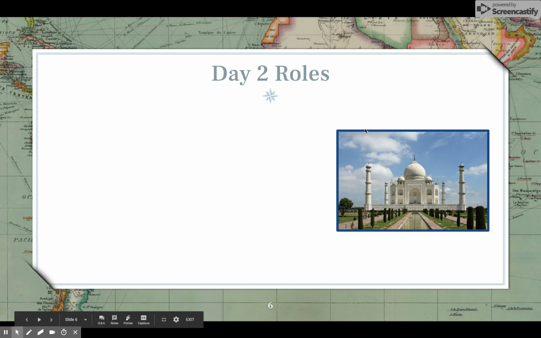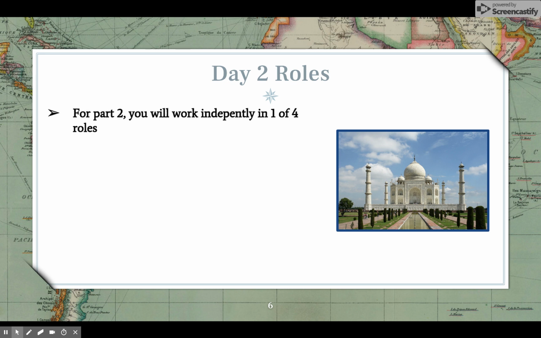All right, guys. So I'm going to talk to you about your day two, part two of the project here. Part two is going to look a little bit different because you're actually going to be working independently. So you'll still be sitting with your group. You can still talk to your group, but most of the work that you're going to be doing is actually on your own. So it's going to look a little bit different.